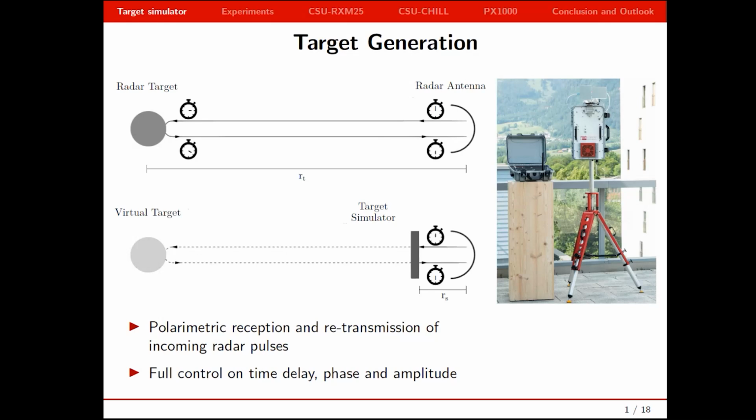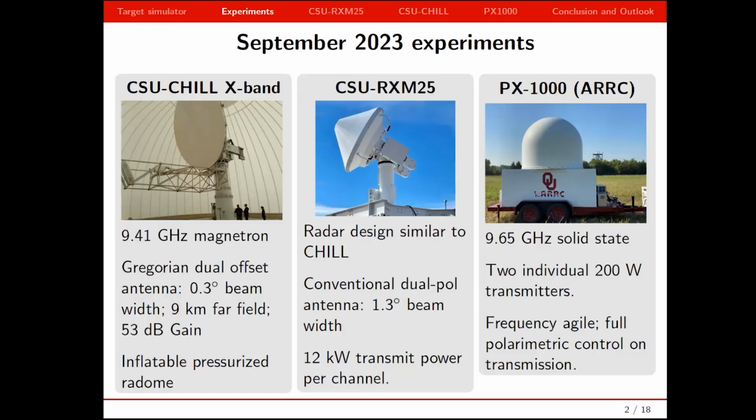We receive all the radar pulses, and after a given time, we retransmit these pulses with a certain amplitude and phase. So we have full control over the delay, the phase, and the amplitude, and so we can generate a virtual target with arbitrary size and Doppler speed, and also at an arbitrary range gate. In this talk, I will talk about two experiments we did 2 months ago.